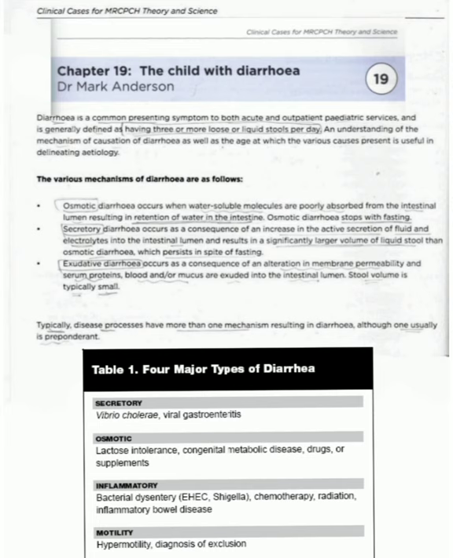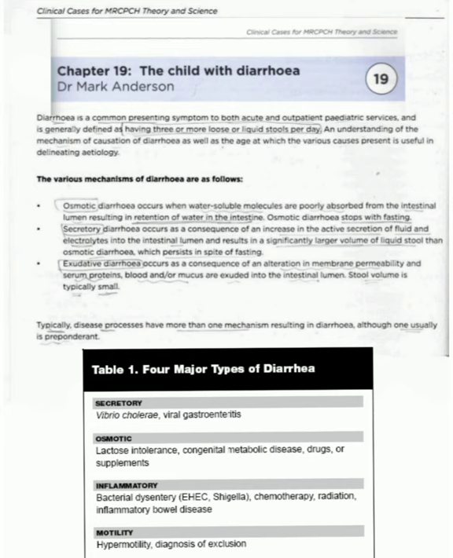An understanding of the mechanism of causation of diarrhea, as well as the age at which the various causes present, is useful in delineating etiology. The various mechanisms of diarrhea are as follows. They give the description of 3 types of diarrhea. These are osmotic diarrhea, secretory diarrhea and exudative diarrhea.